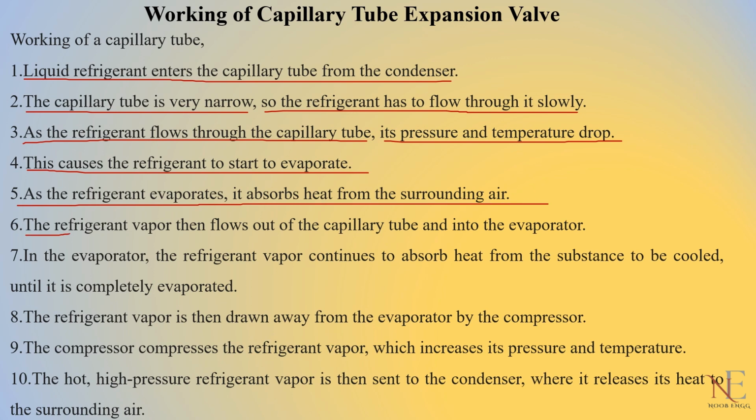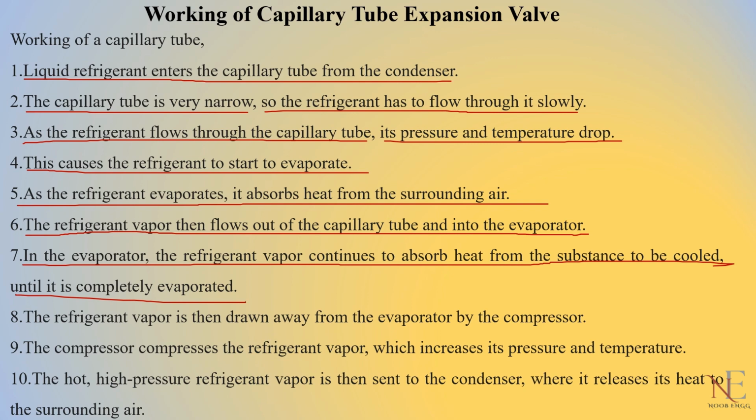The refrigerant vapor then flows out of the capillary tube and into the evaporator. In the evaporator, the refrigerant vapor continues to absorb heat from the substance to be cooled until it is completely evaporated. The evaporator part we have seen in video number 3, which means lecture number 3. You can check it out. It's in my playlist HVAC.